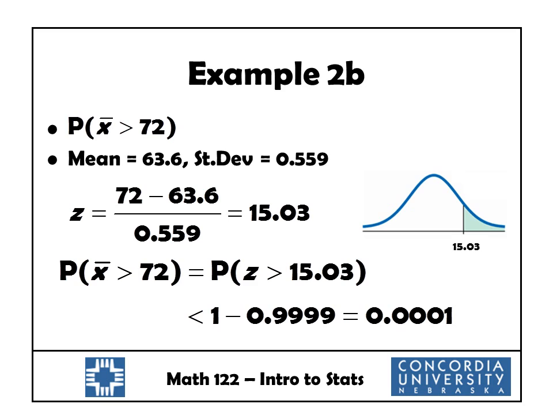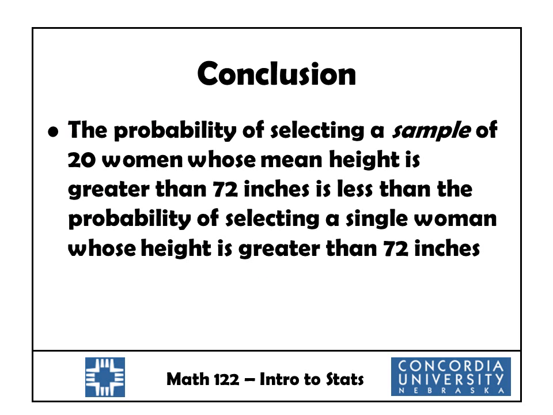So again, this example illustrates a difference between a regular non-standard normal distribution problem and a central limit theorem problem. In a regular problem, we're dealing with the value for a single person or a single member of the population. In a central limit theorem problem, we're dealing with the mean of a sample. So what we can conclude by comparing these two results is that the probability of selecting a sample of 20 women whose mean height is greater than 72 inches is less than the probability of selecting a single woman whose height is greater than 72 inches.